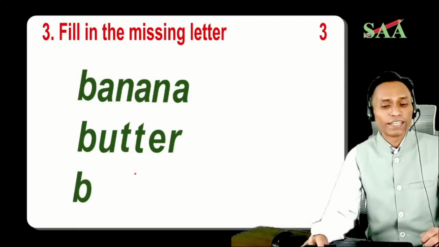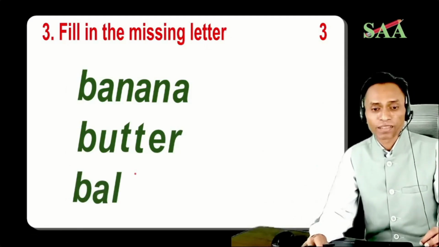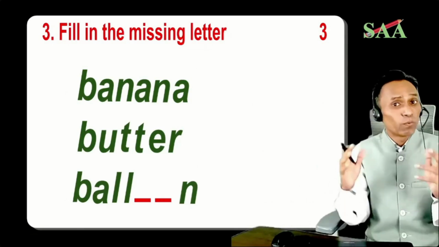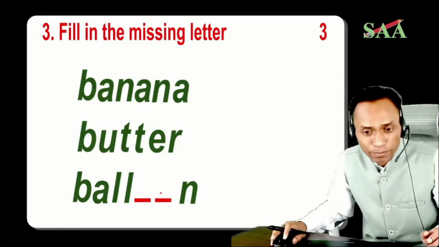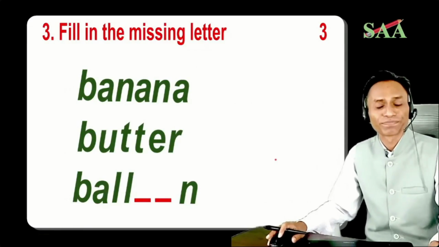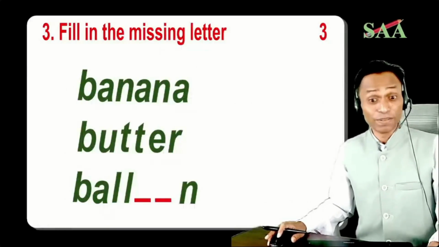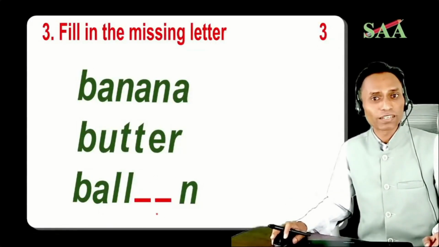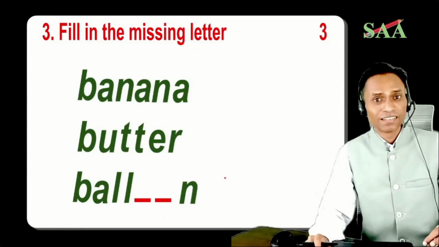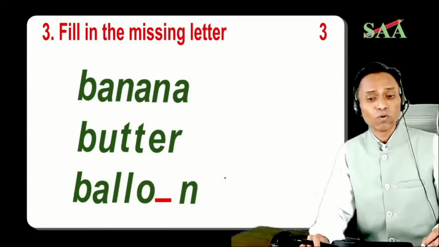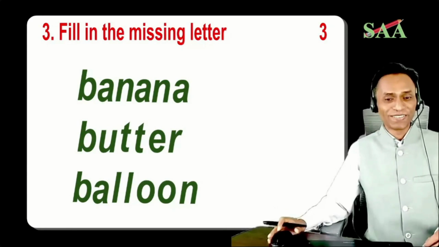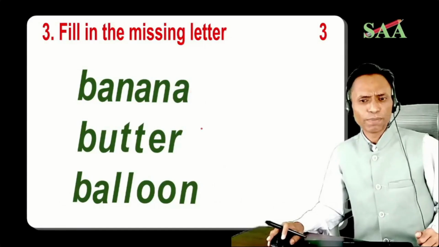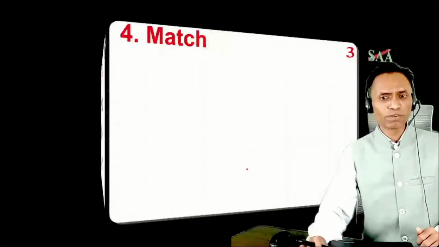And the third word is B-A-L-L, blank. And what will be the word here? And what are the missing letters here? Tell me. Balloon. Yes, the word will be balloon. Missing letters are O, O. Balloon, right? B-A-L-L-O-O-N. So what are the words here? Banana, butter, balloon, right?